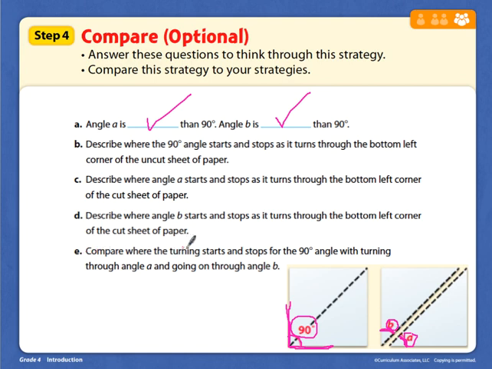So compare where the turning starts and stops for the 90-degree angle with the turning through A and the turning through B. Compare 90 degrees, starting at the edge of the paper, going all the way to the other edge of the paper. How does that compare with angle B, which starts here and stops here? Angle A starts here, stops here. How do those compare? Think about that for a minute.